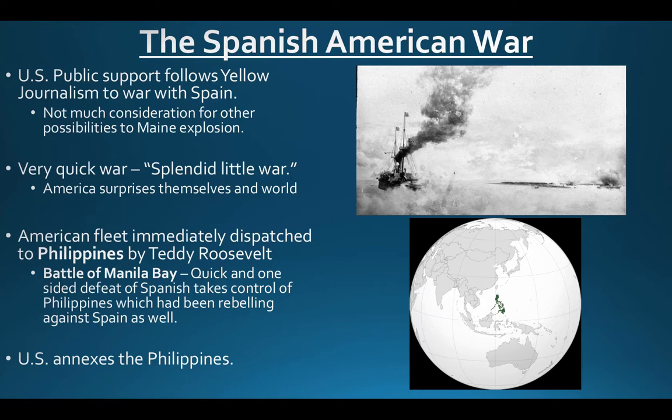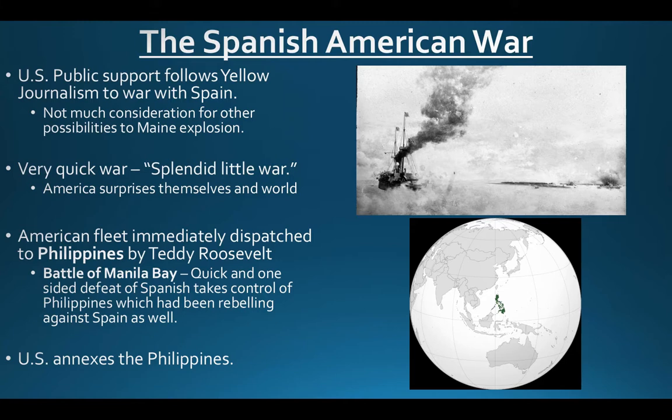And this is going to be a very quick war when it comes down to it, where America is going to actually surprise themselves and even the world, right? It's also going to become known in some circles as this splendid little war, right? And under Teddy Roosevelt, who was the Undersecretary of the Navy at the time that this war declaration was made, he is going to send out orders for the American fleet to go and attack the Spanish fleet in the Philippines. You are going to then get the Battle of Manila Bay, which is going to be a quick and one-sided defeat of the Spanish, right?